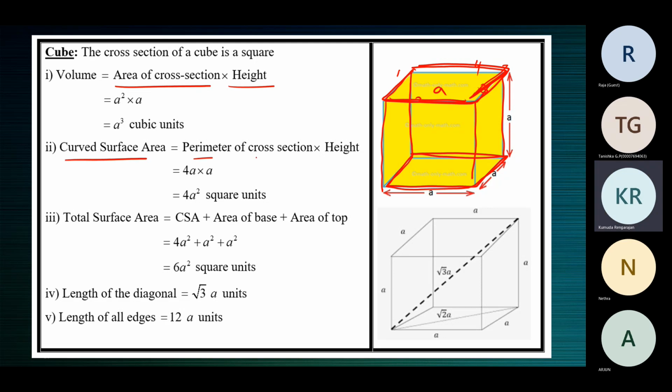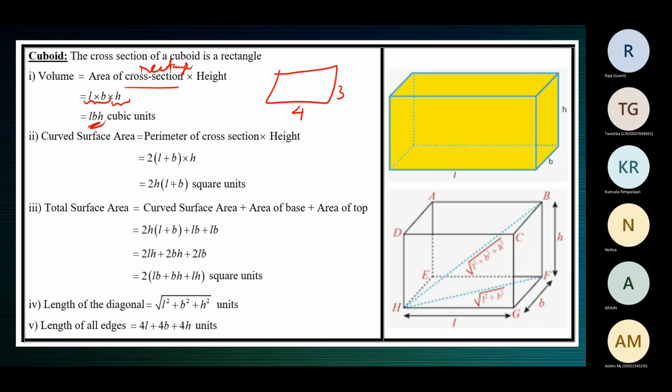Curved surface area is perimeter of the cross section into height. Same thing here. Curved surface area is perimeter of the cross section into height. And what's the perimeter of a rectangle? 2 into L plus B. Perimeter of a rectangle is 2 into L plus B.